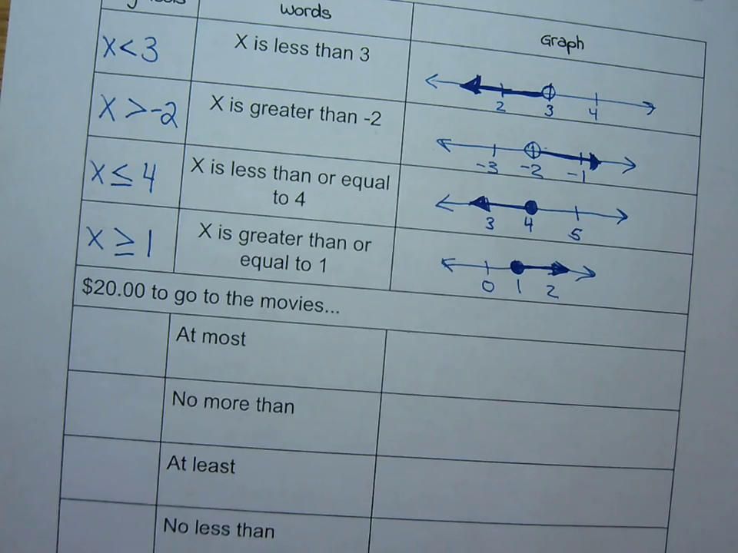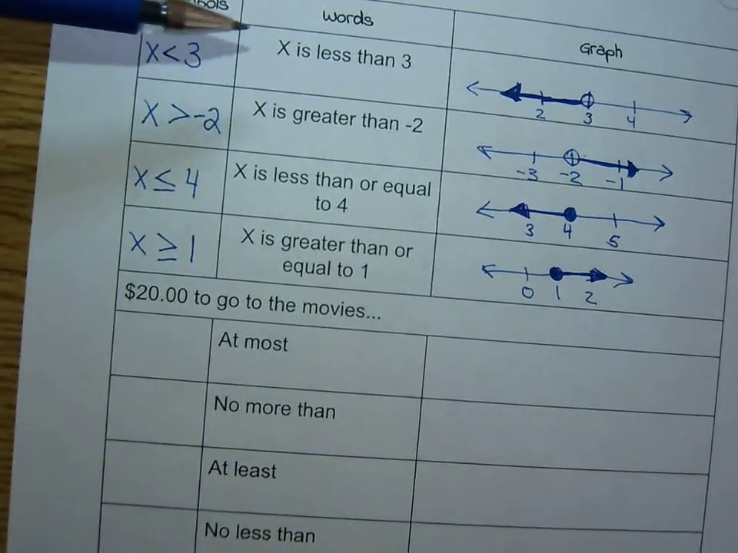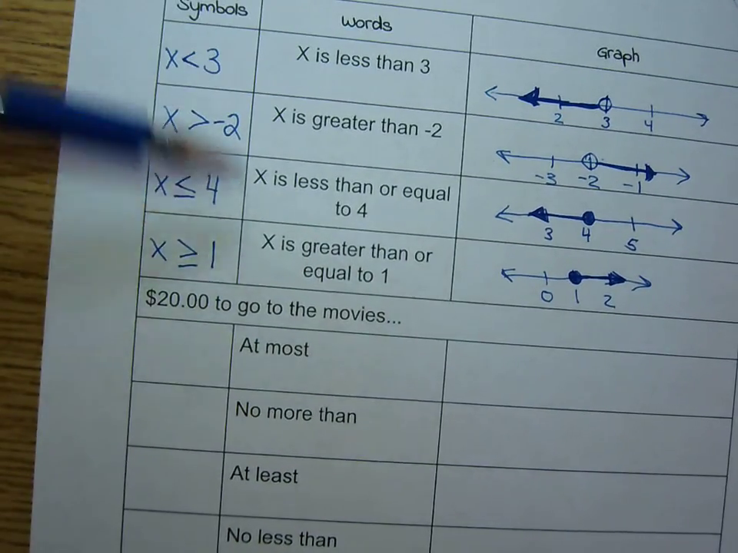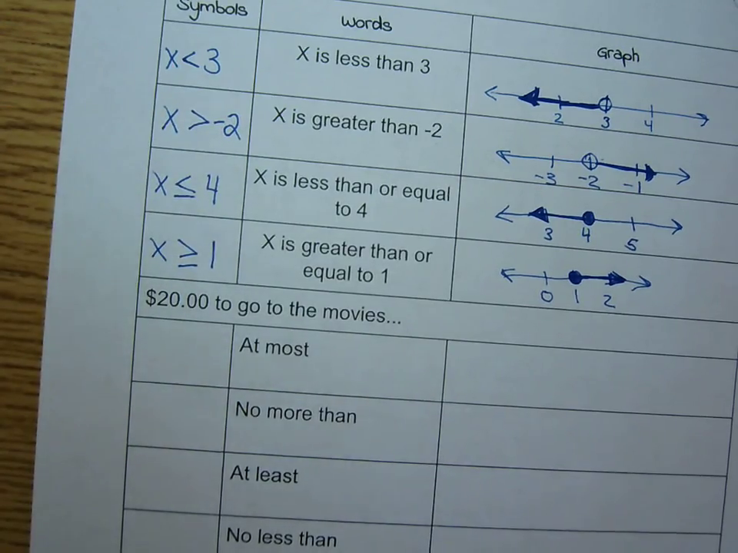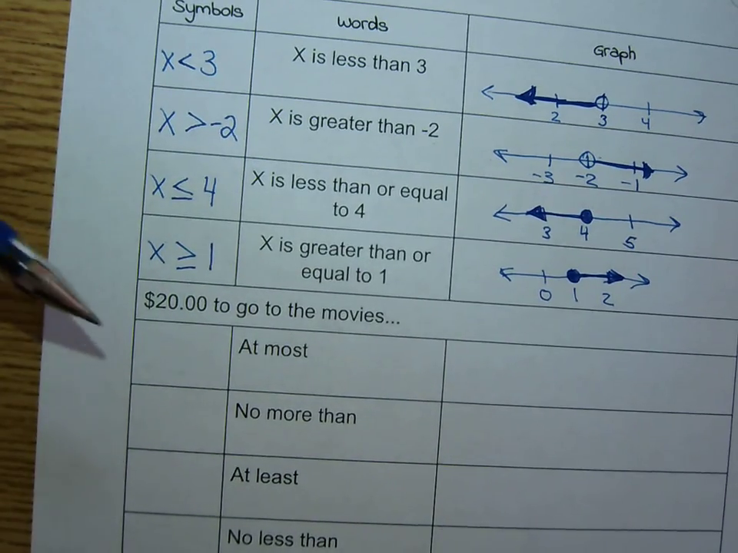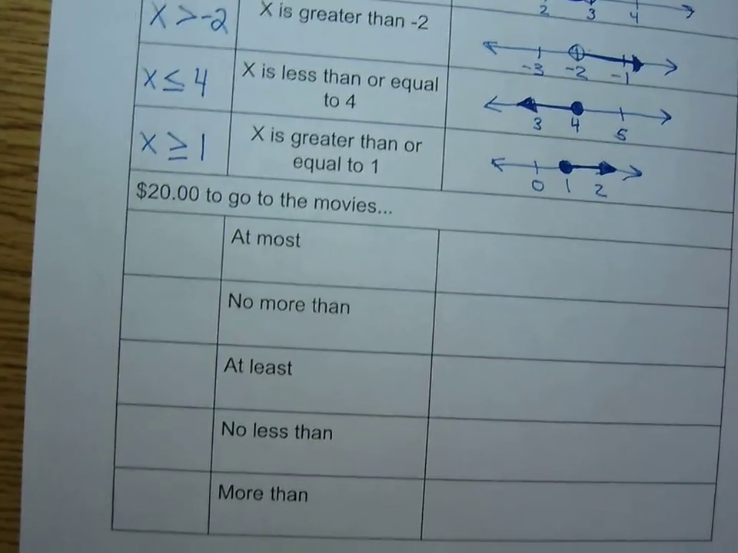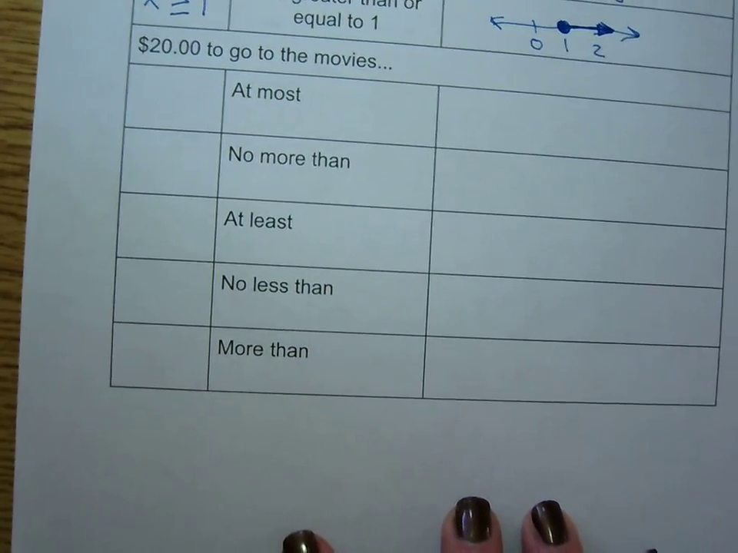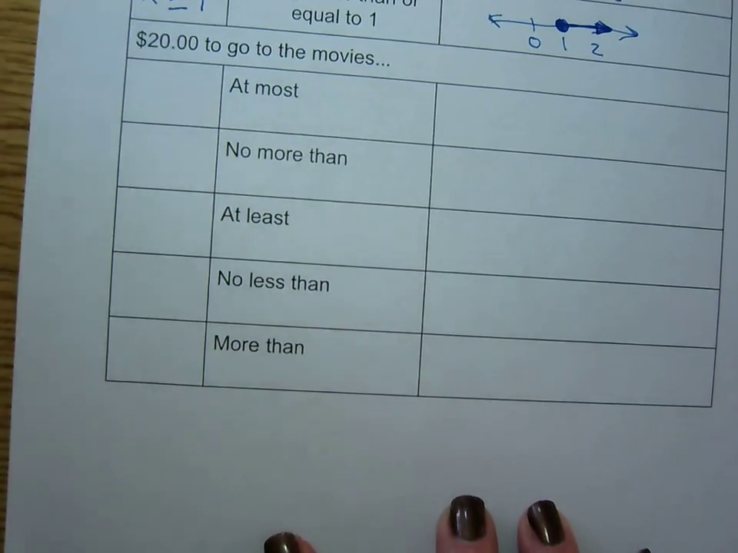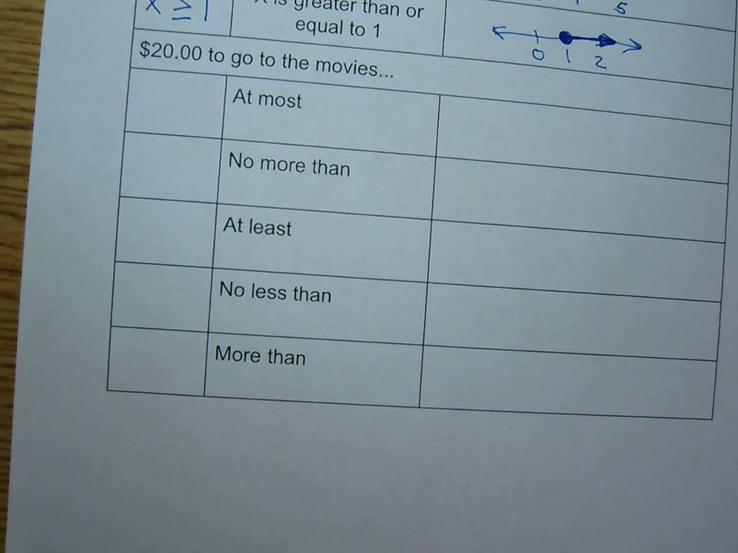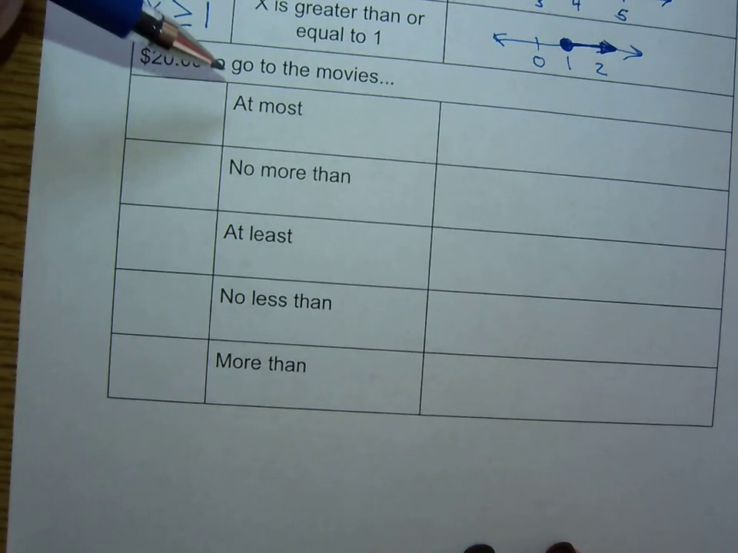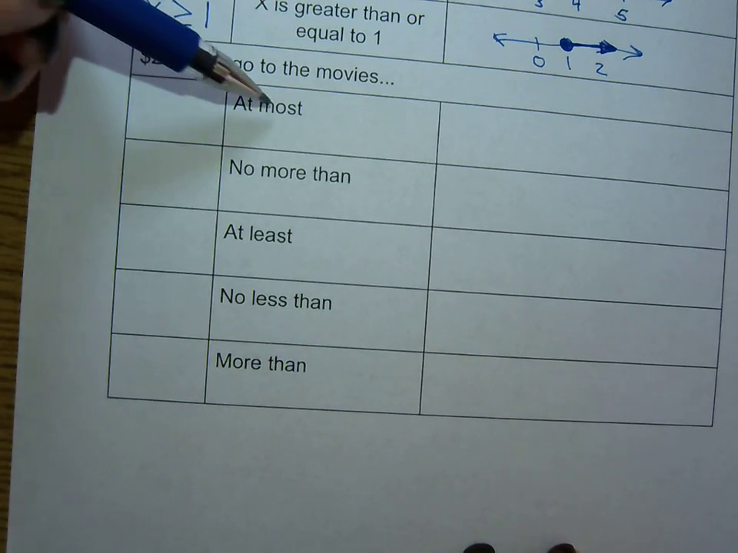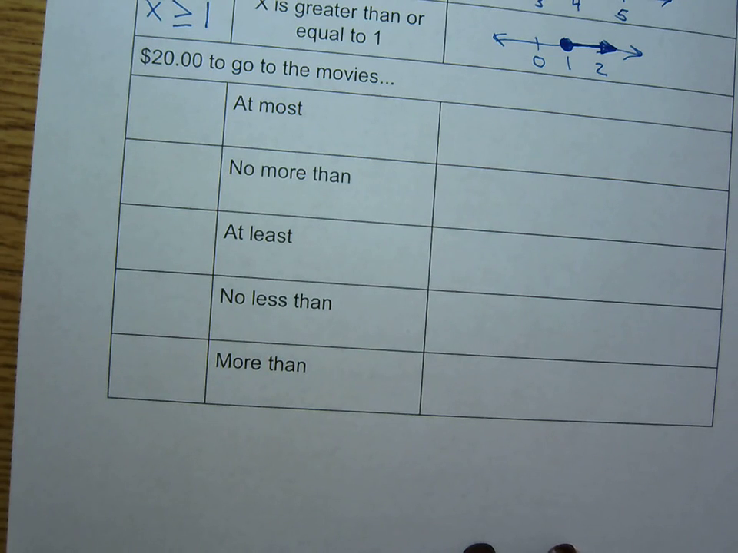So now that we've graphed, these are very straightforward words that describe these inequalities. Now we're going to get into stuff that you're going to see in more of a word problem situation. So we've got $20 to go to the movies. What if we said, at most, I need $20 to go to the movies? How would we write that?